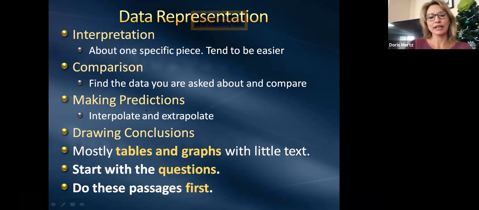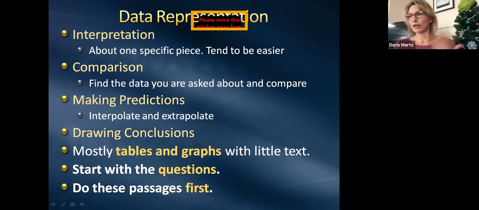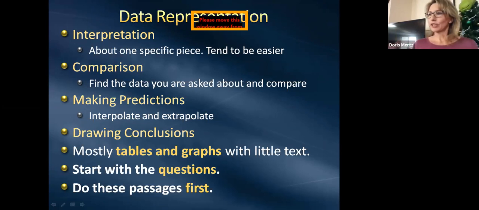There's very little text in these, and these are the ones that I really want to encourage you to start with. Start with the questions and don't read the passage. Just start with the questions and find Waldo. Find the locators in the question, and then go find Waldo in the graphs. These are the easiest for me, and I do these first because they take the least time. Everybody's different, but I hope they'll be easy for you after we go through this.